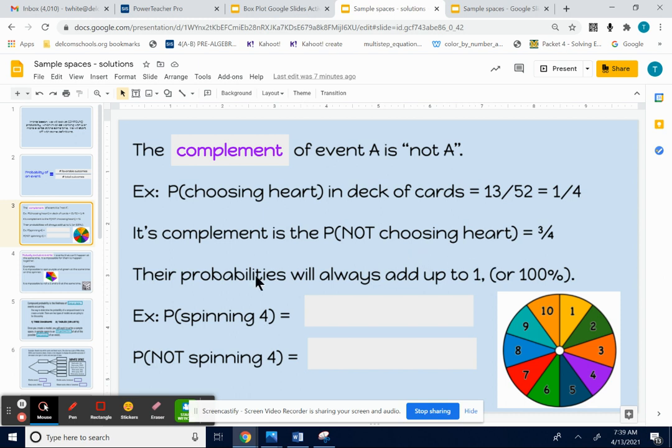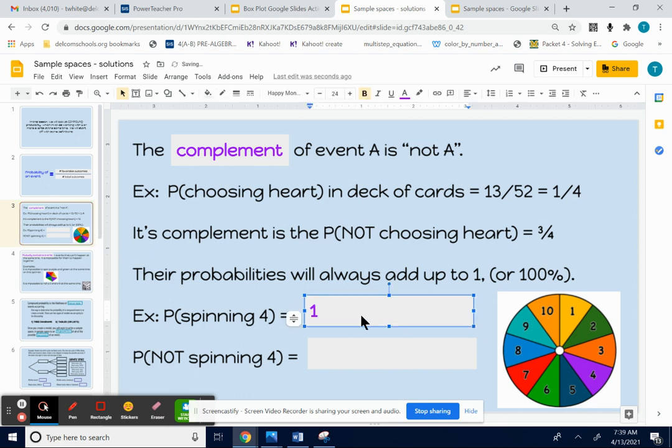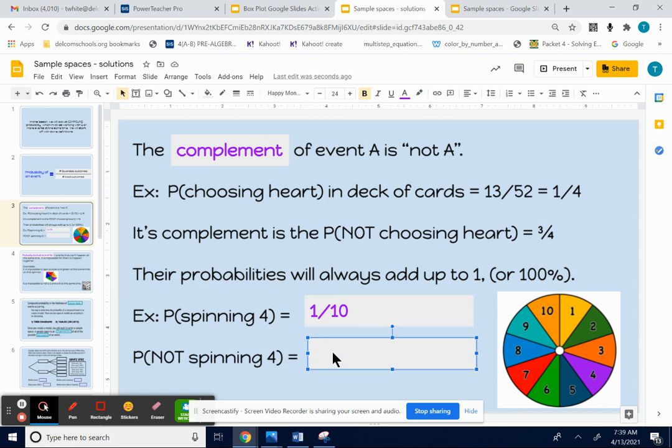Another example, probability of spinning 4. On this spinner, there's one favorable outcome, the 4, and there's 10 total outcomes. So the probability of spinning 4 would be 1 out of 10. The probability of not spinning 4 would be the other 9/10, 9 out of 10. So they add up to 1 or 100%.